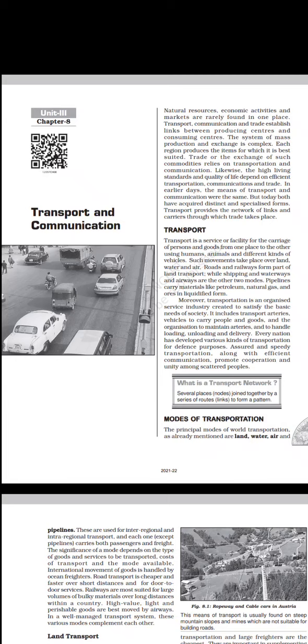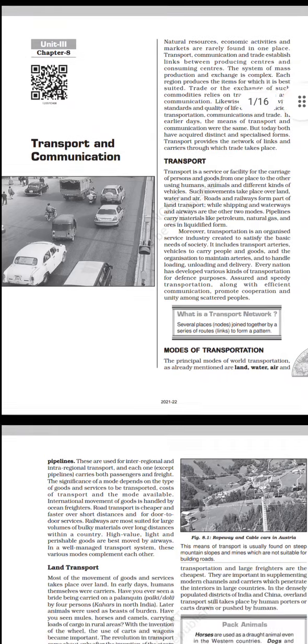Assured and speedy transportation, along with efficient communication, promote cooperation and unity among scattered peoples. What is a transport network? Several places, nodes, joined together by a series of routes, link to form a pattern. Modes of transportation. The principal modes of world transportation, as already mentioned, are land, water, air, and pipelines.